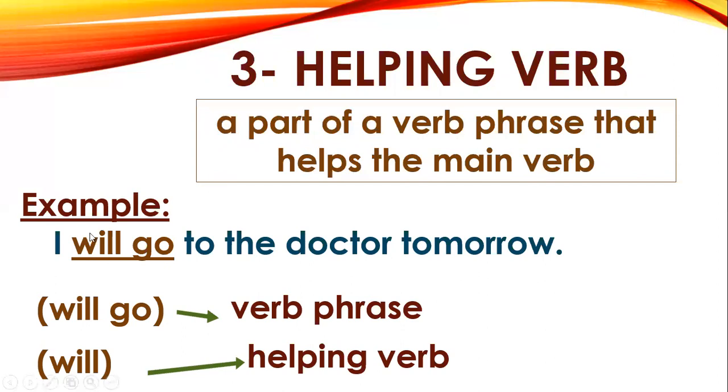Let's see an example. I will go to the doctor tomorrow. The verb phrase here is will go. And the helping verb here is will. It helps the action verb, it helps the main verb go. The helping verb will changed the sentence into future. So it helped the main verb in making the sentence in the future.